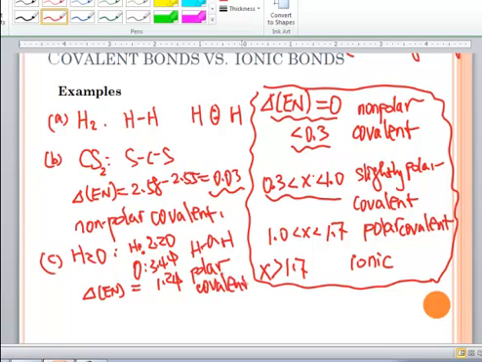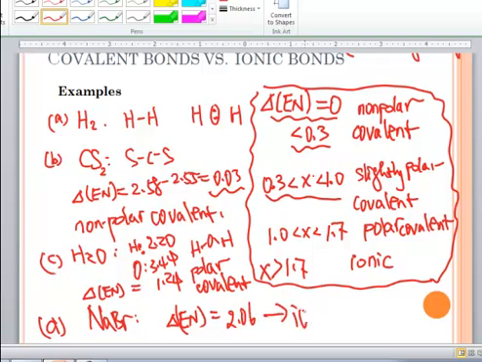Okay. The last one I want to calculate is sodium bromide. So the delta EN in this case, if you check all these values out, will be 2.06, and that has to be ionic. So now you actually have the ability to distinguish between those two very important bonding types.